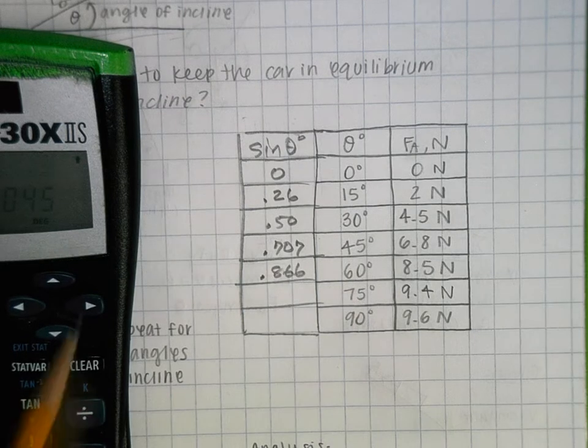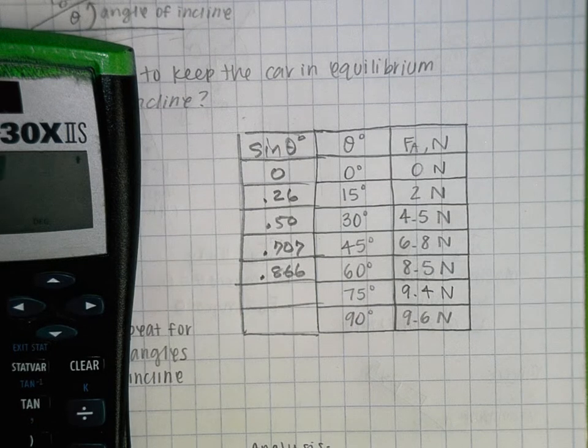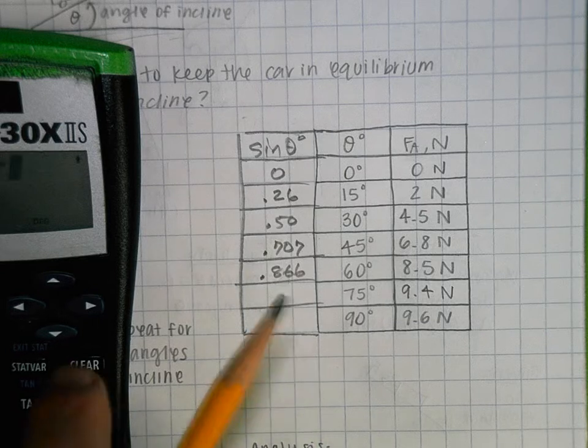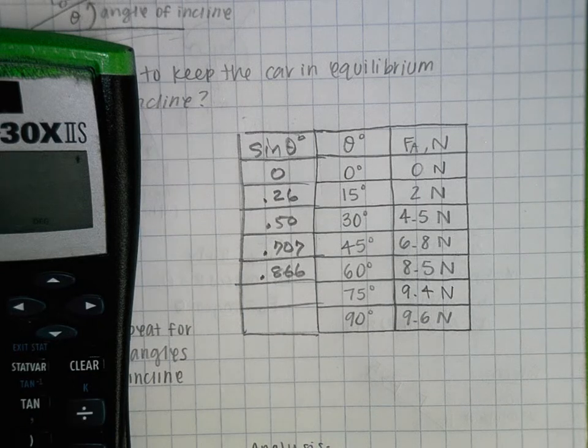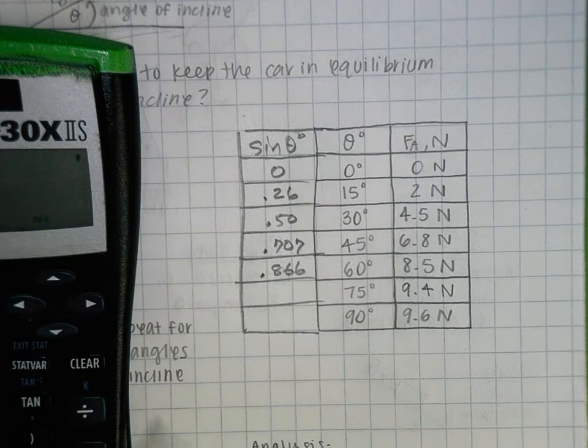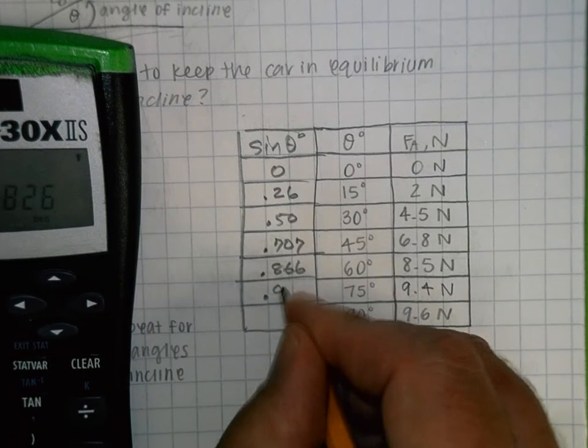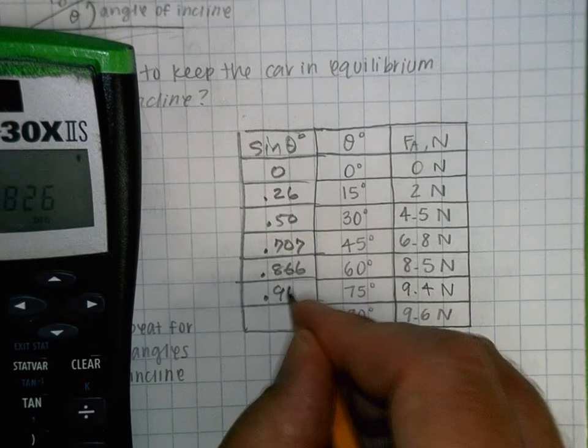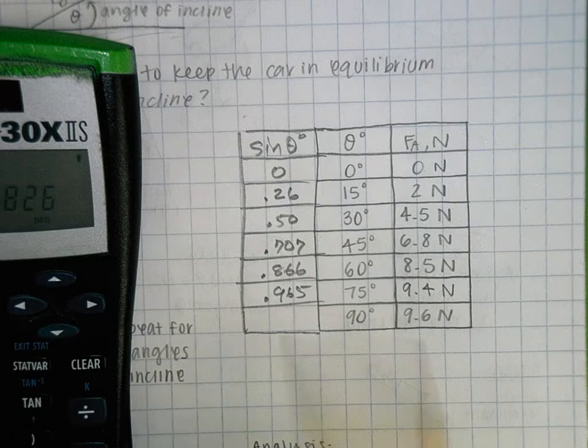The sine of 75, I don't know that one. I'm trying to go too fast. That's what's wrong with me. 75 degrees is 0.96, actually 0.965. I'll go ahead and include that. And then 90 degrees is 1.